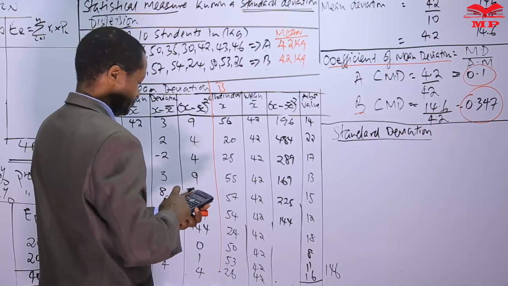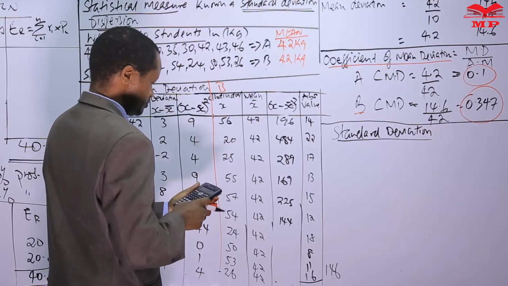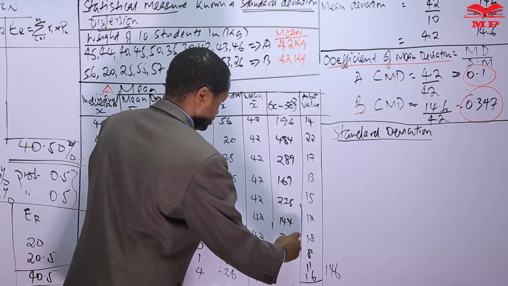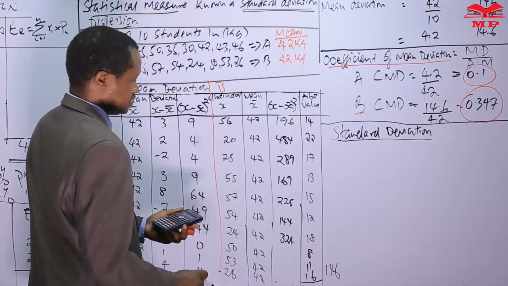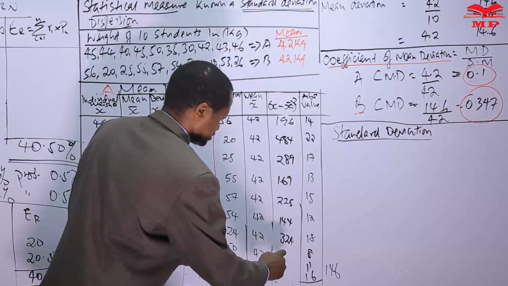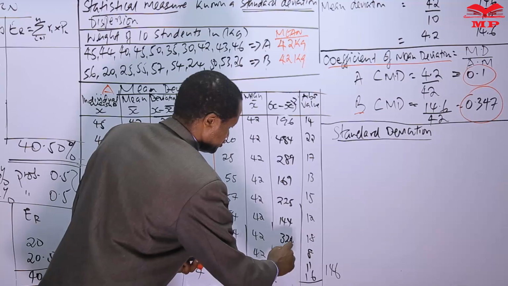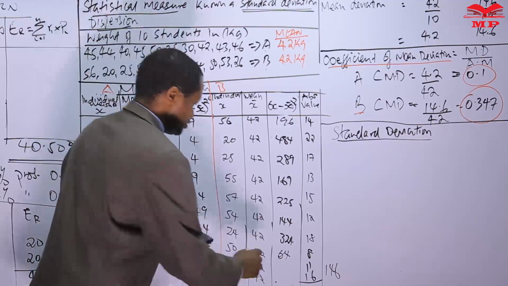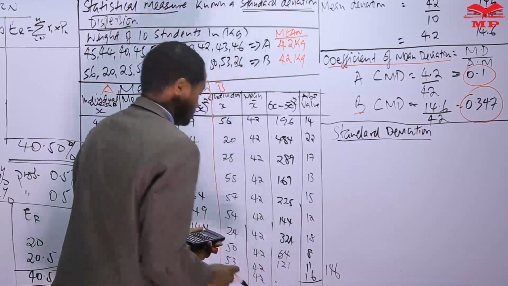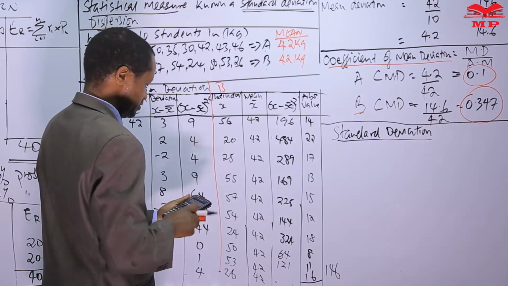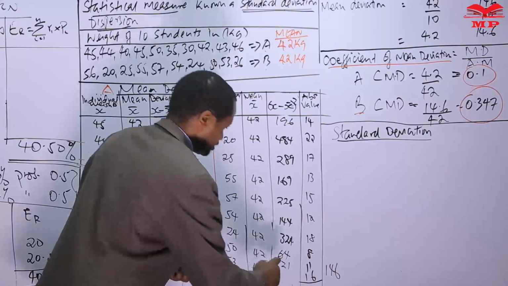18 squared, 324. 8 squared, 64. 11 squared, 121. 16 squared, 256.